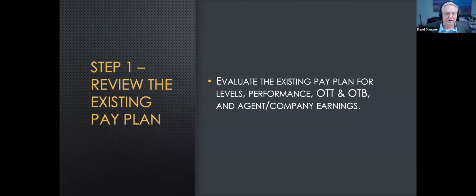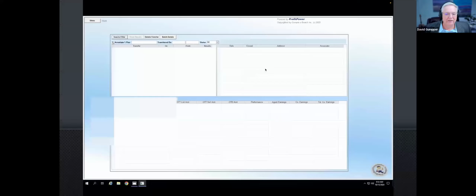So review the existing pay plan. Let's take a look at this existing pay plan that we have, right? We want to look at what levels they are at, what their performance is, and what they are contributing as far as off the tops and off the bottoms. And naturally, we want to understand what their agent earnings have been over the course of the last 12 months, and then what the company's earnings are over that same time period.